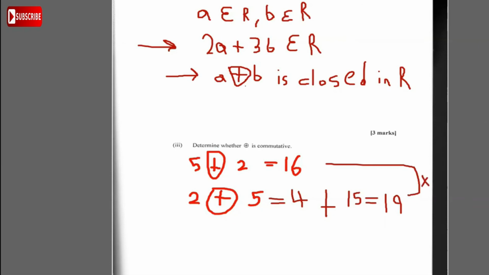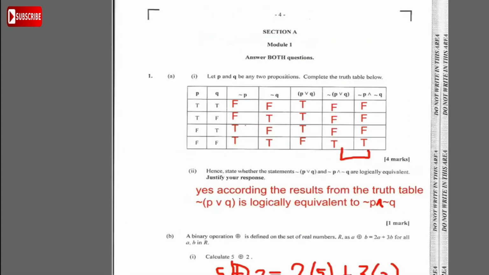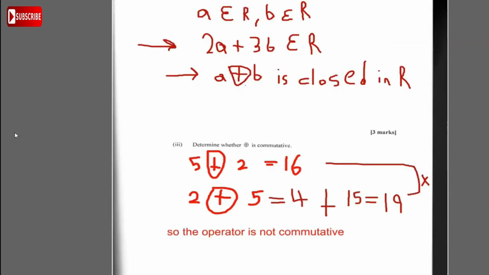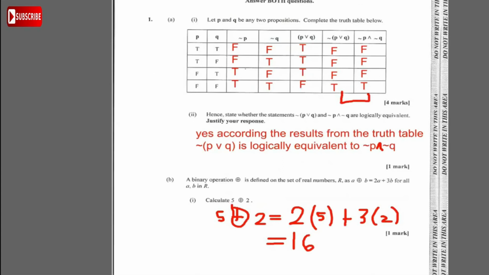All right. So the operator is not commutative. Nice and easy. So we showed it's not commutative. Nice. Just check in 10, 16. Yes, that's fine.